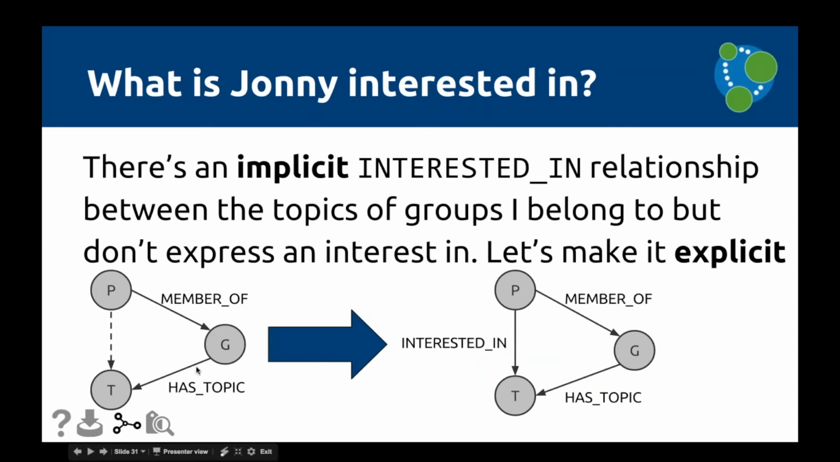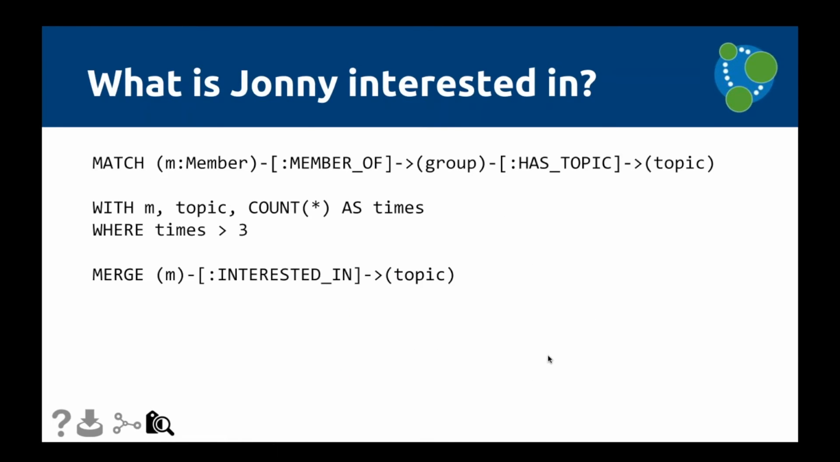So we're going to move from this diagram on the left, where we've got people are members of groups and groups have topics, and there's an inferred interested in relationship, and we're going to put it into the graph. And the way we're going to do that is by writing a query like this. What it's doing is going over all the members in the graph, and finding which groups they are members of, and which topics those groups have. So that gives us a load of rows.